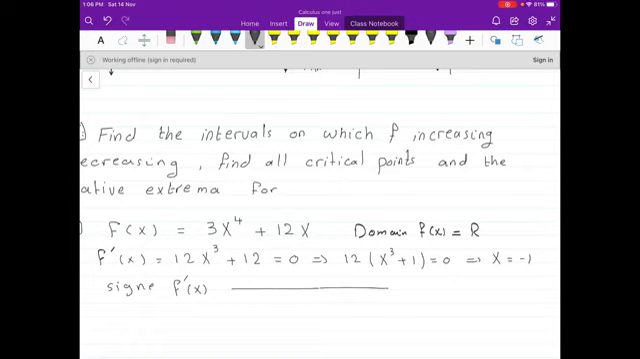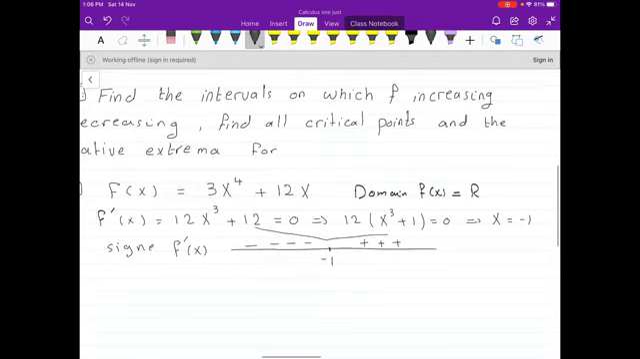Now study sign f prime. This is minus 1. If you choose number greater than minus 1, like 0, so sign it will be positive. If you choose minus 2, minus 8 plus 1, so negative. So the function decreasing, increasing. Now, the critical point is minus 1 and f(minus 1).